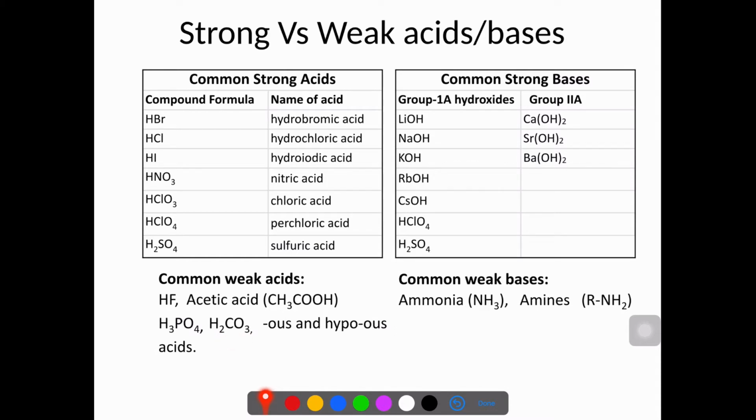The other acids, like the -ous acids and hypo-ous acids, are going to be weak as well. For example, phosphorous, sulfurous, chlorous, these are going to be weak acids.